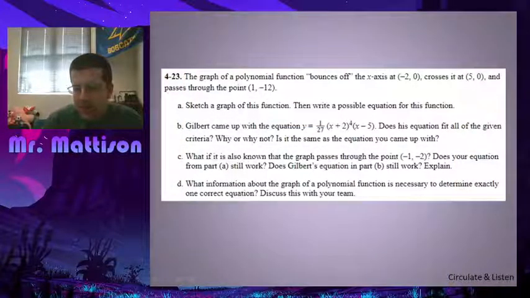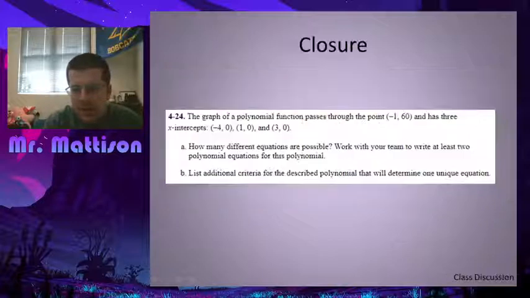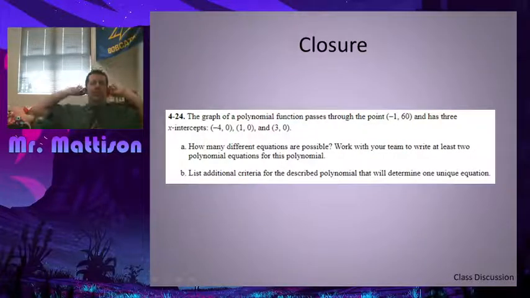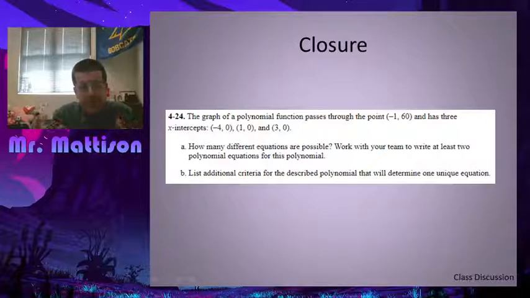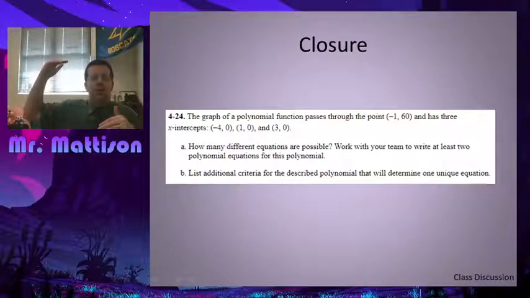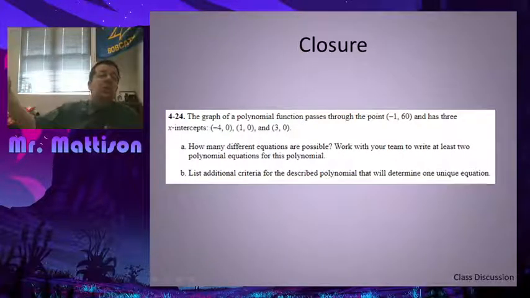Okay. So then a little bit of closure here. If we have this situation, let's first talk about how many different possible equations we could have that have these 3 intercepts and then go through the point (-1, 60). Well, there's an infinite number, right? Because I can just make my degree larger and larger, and I could go to infinity and theoretically have an infinite number of graphs that all meet this criteria.